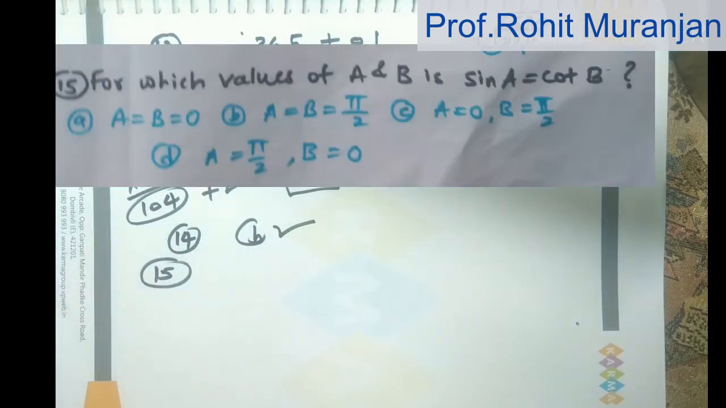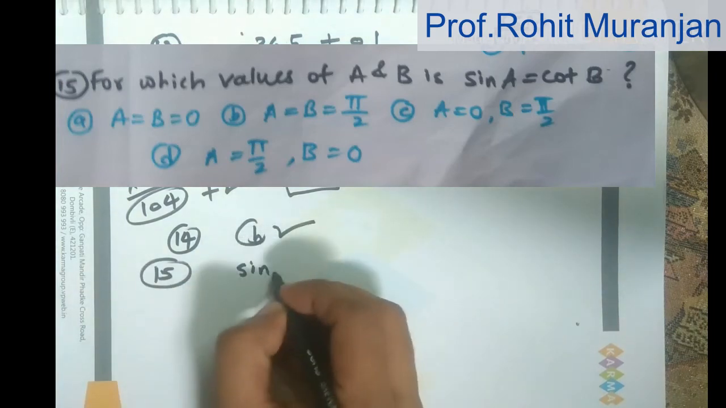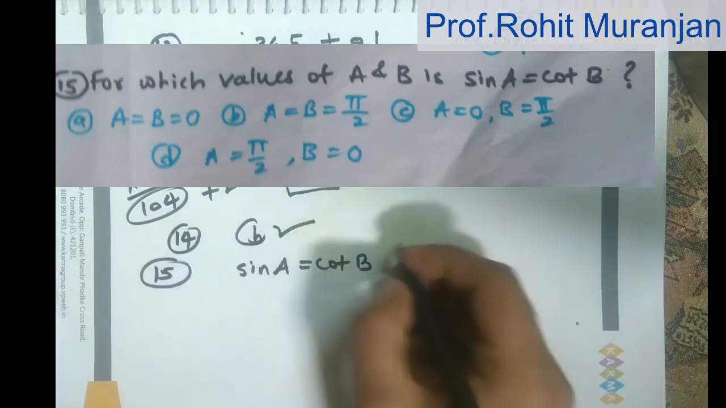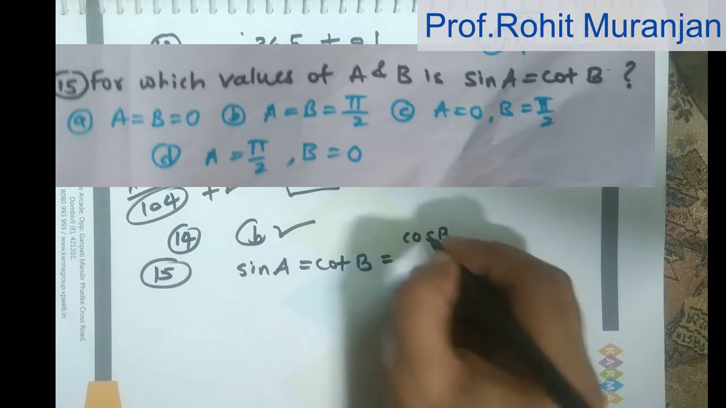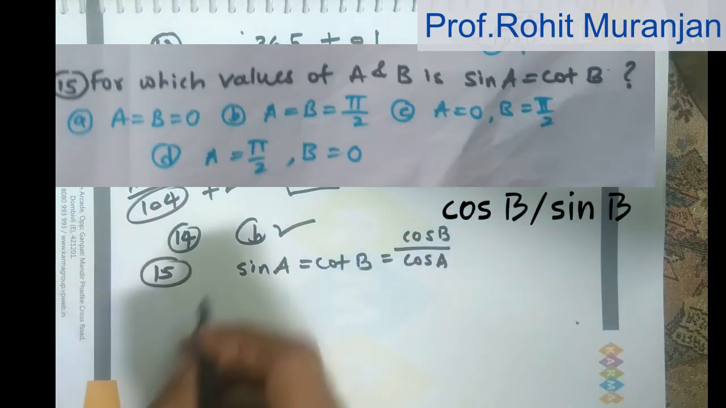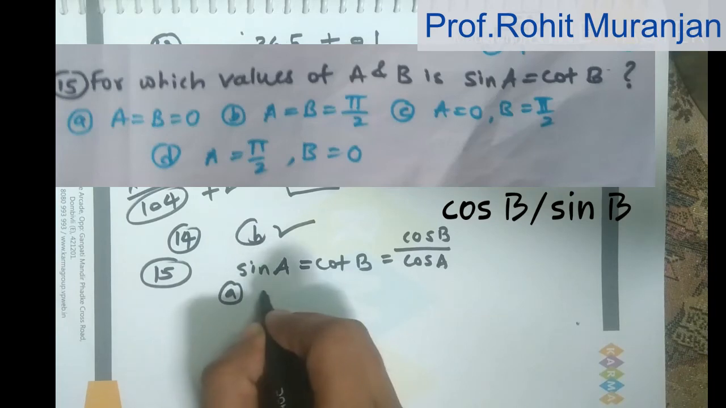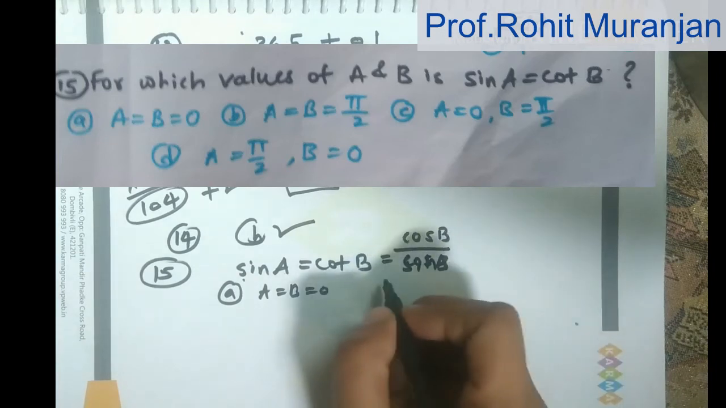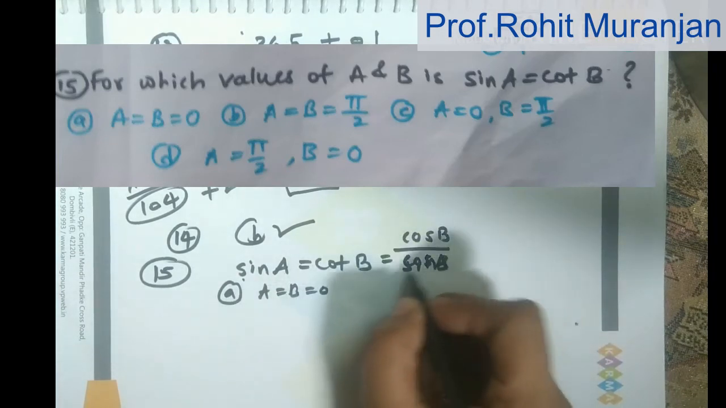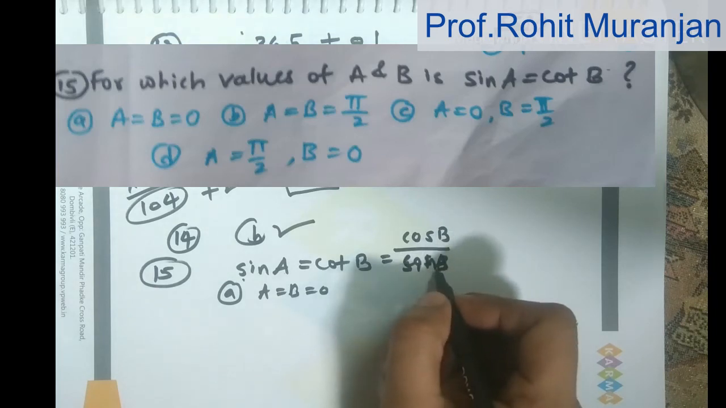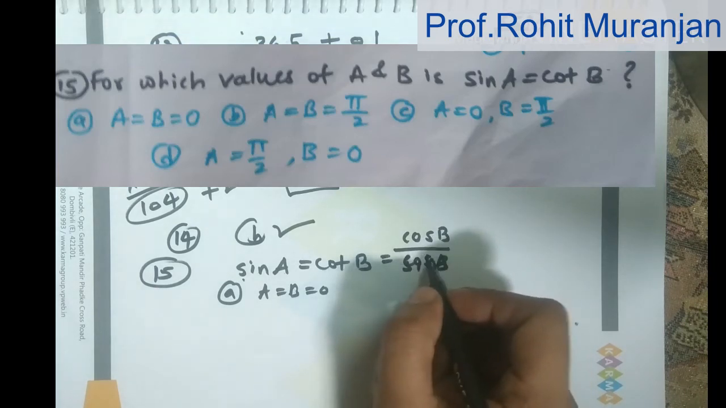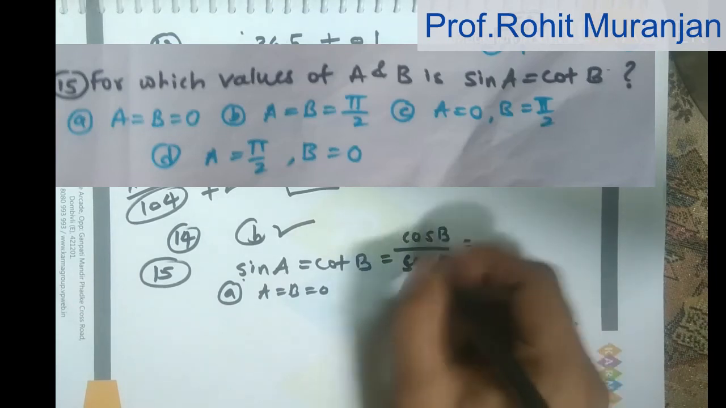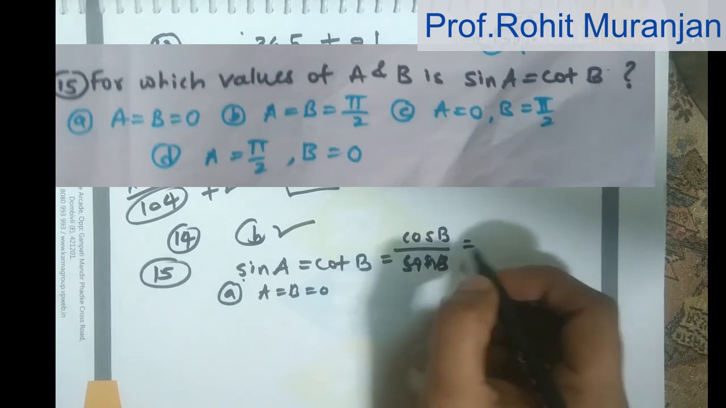Question number 15. They have given one trigonometric equation: sin A equals cot B. Now what is cot B? Cot B is nothing but cos B upon sin B. We will do the hit and trial method. If I consider A and B both equal to 0, then cos B upon sin B: if I substitute B equal to 0, I get sin 0, which is 0. So we have denominator 0, and this term will not be a finite value. So this option will be discarded.